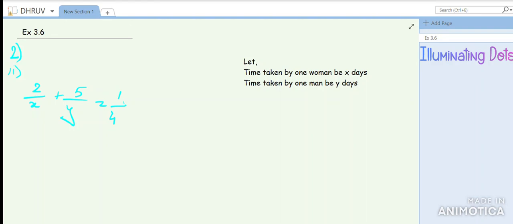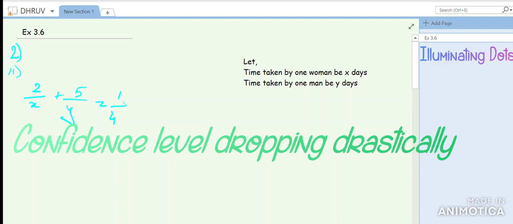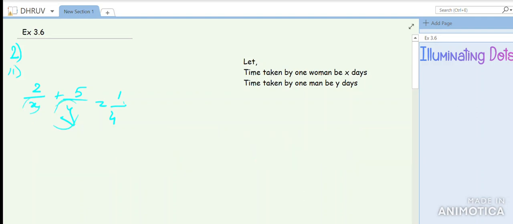For two women and for five men, it took 4 days. So for each woman and each man, it will take 1 upon 4 days. I am pretty sure I am not able to explain it to you, but I can't help. I really do not know how to explain this. Okay, let's just leave it. I will explain it to you again.